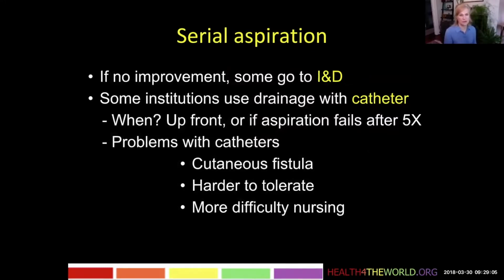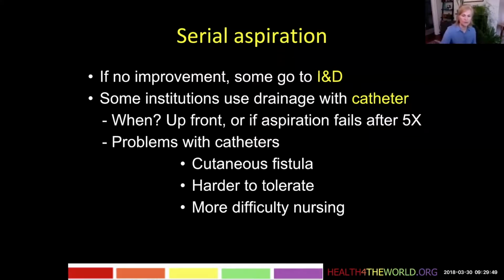So if we do undertake serial aspiration, if there is no improvement after a couple, then those patients may go on to I&D. And as I said, some institutions will use catheter drainage, sometimes upfront at the beginning, or sometimes only after aspiration has failed. And as I mentioned earlier, there are some problems with catheters. The lactocutaneous fistulas can be a problem. They can take a long time to heal up. And like I said, it's difficult in nursing patients. Catheters are harder for patients to tolerate because they have to manage the wound and the catheter itself.